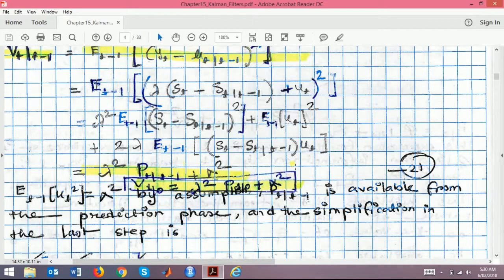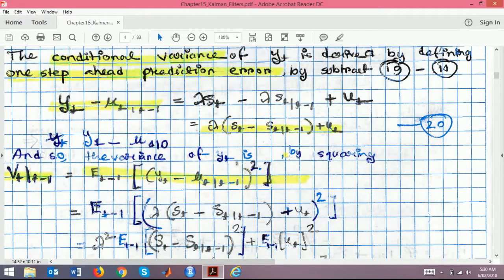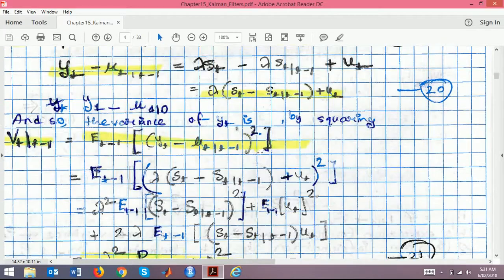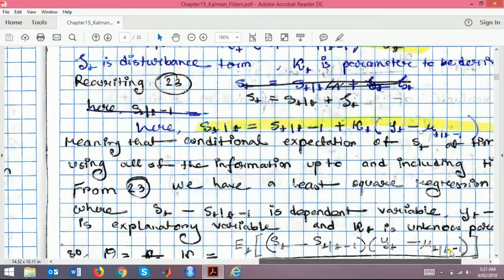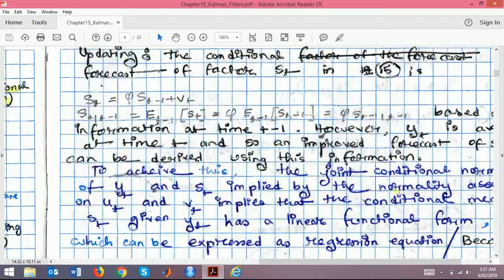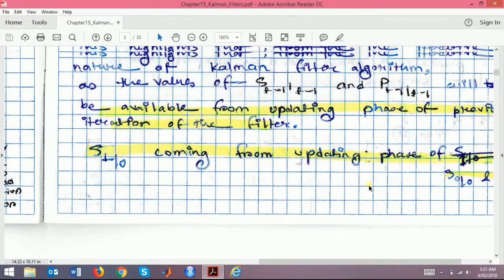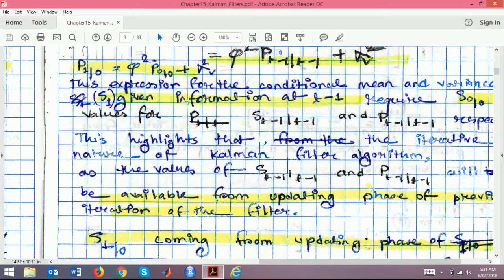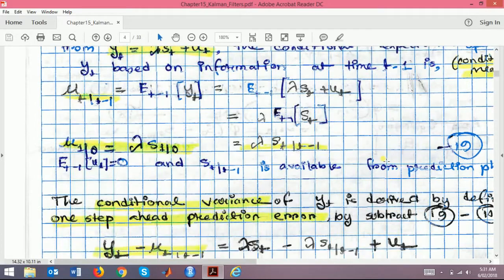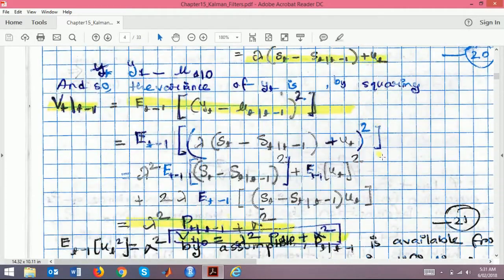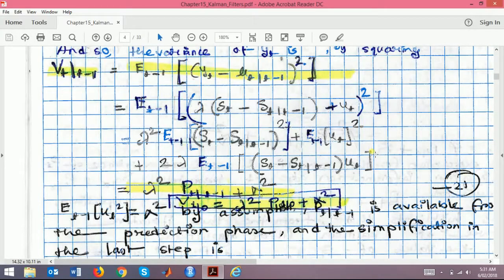So the conditional mean is lambda S1|0, and the conditional variance is lambda squared P1|0 plus sigma squared. The regular variance was phi squared P0|0 plus sigma squared v, and the conditional variance is lambda squared P1|0 plus sigma squared.